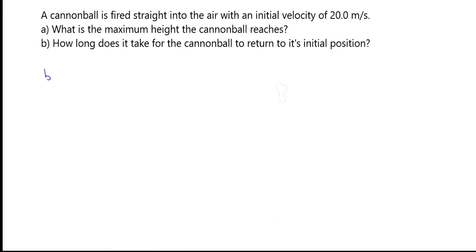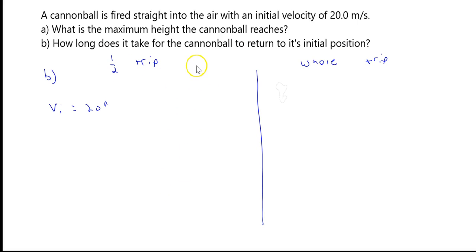Okay, so now we're going to solve for part B. How long does it take the cannonball to return to its initial position? And again, I can separate this problem into two different ways of solving it. One is I can solve for half the trip, just going up, or I can solve for the whole trip. If I solve for half the trip, what I know is that it takes the same amount of time to come up as it does to come down.